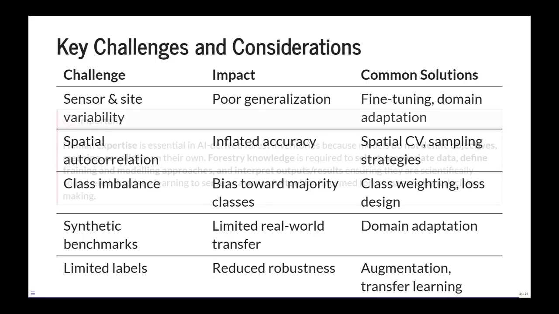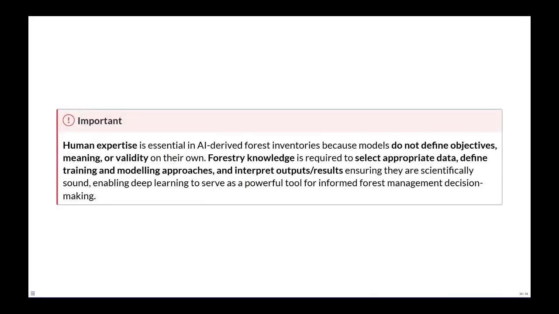That was a lot of information. But I just wanted to leave everybody off with this: human expertise is essential in AI-driven forest inventories. The models don't define the objectives. They don't validate our data. We need to have this forestry knowledge to select the appropriate data to assess these models and to also interpret the results to ensure that the decision making is being done appropriately. So again, we cannot remove the human component from these models. We have to involve the human inside of these models so that way we can understand what's going on here.